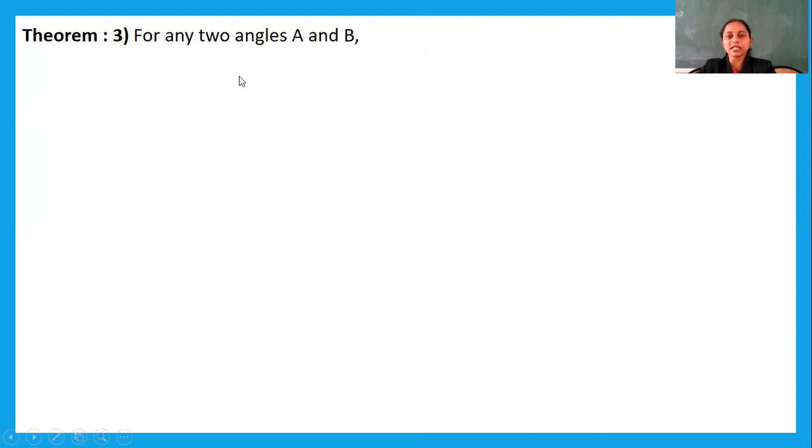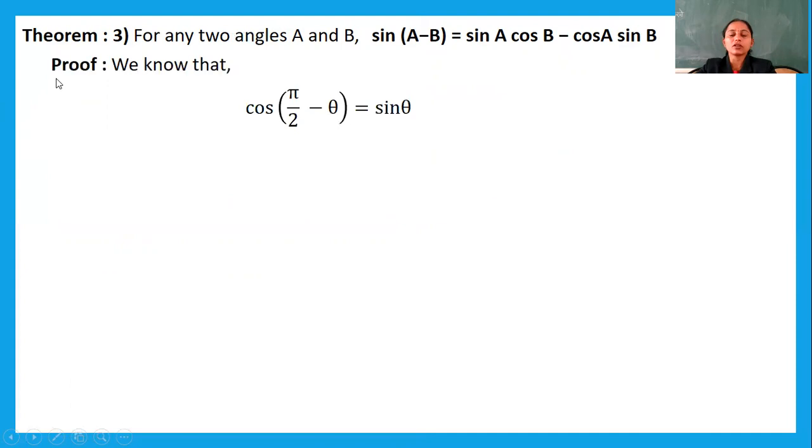For any two angles A and B, sin(A minus B) is equal to sin A cos B minus cos A sin B. Okay, for writing this proof, I am using here cos(pi by 2 minus theta) is sin theta.